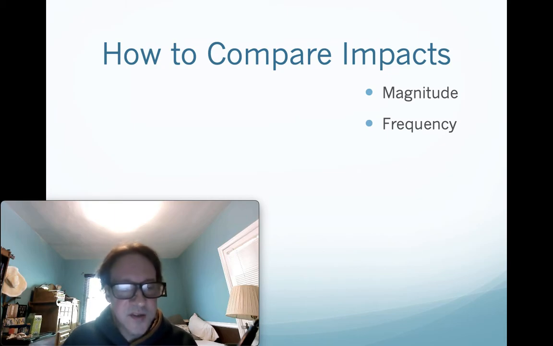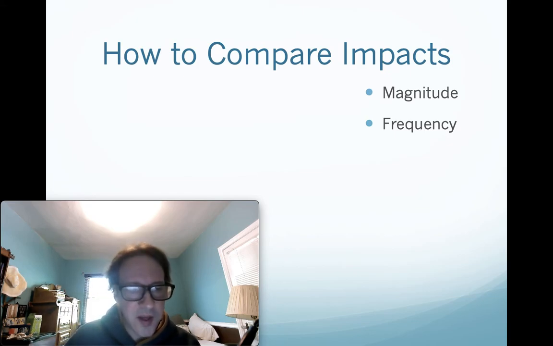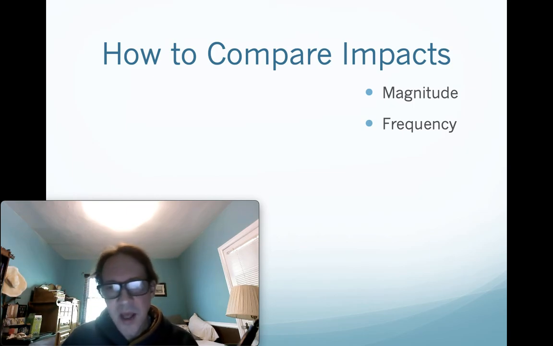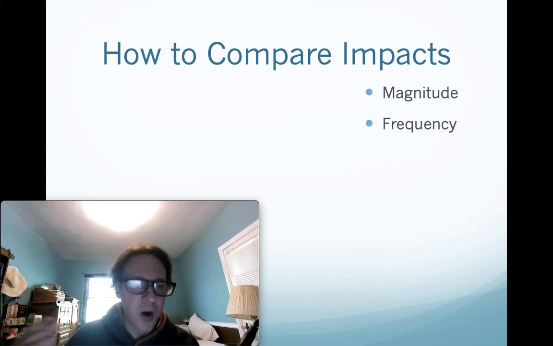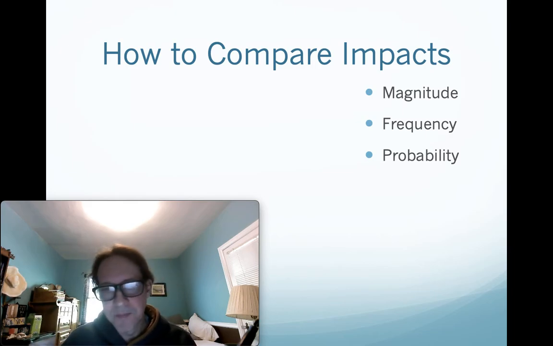The frequency is another way you can compare impacts. How often does this happen, right? Is this a one-shot thing, right? Like, we're going to lose some jobs to these robots, but then new jobs will come back and we'll kind of figure it out after that. Or is this something that's going to recur over and over and over again? People are going to continually be addicted over and over again to digital media.